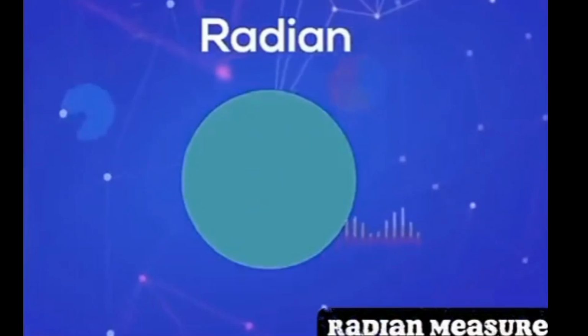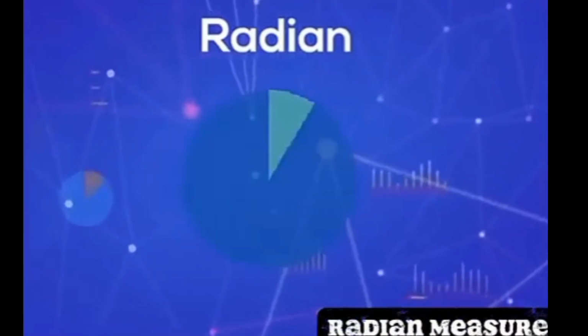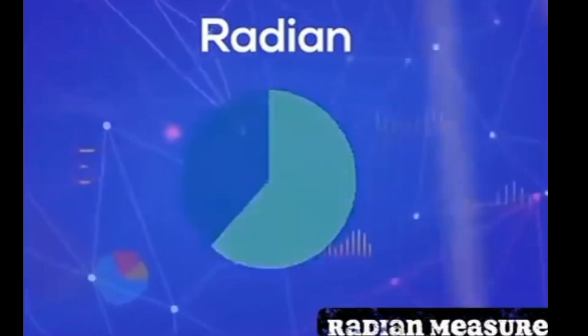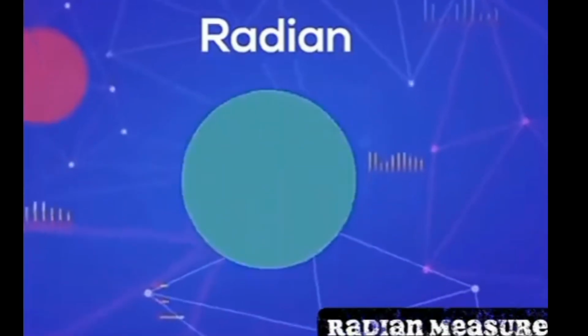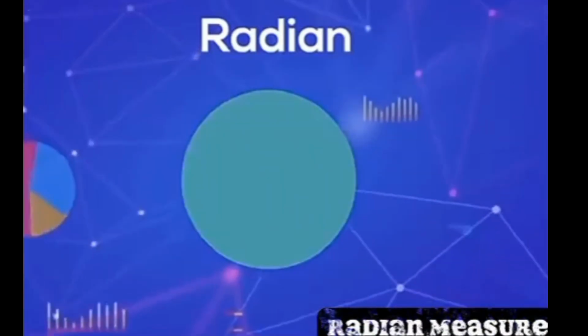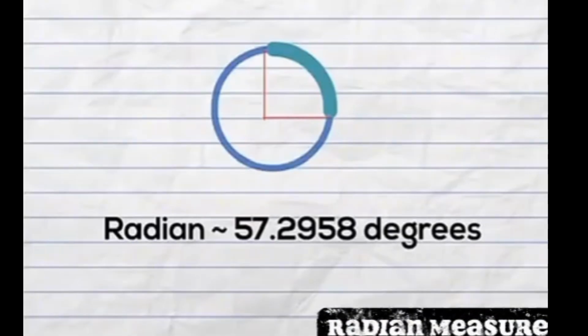Let's talk about radian. Radian is the SI unit for measuring angles. The radian is a method of measuring angles using the radius as the length of the arc. A radian equals approximately 57.2958 degrees. The most common symbol for the radian is RAD or rad. Let's specifically take a look at what a radian is.